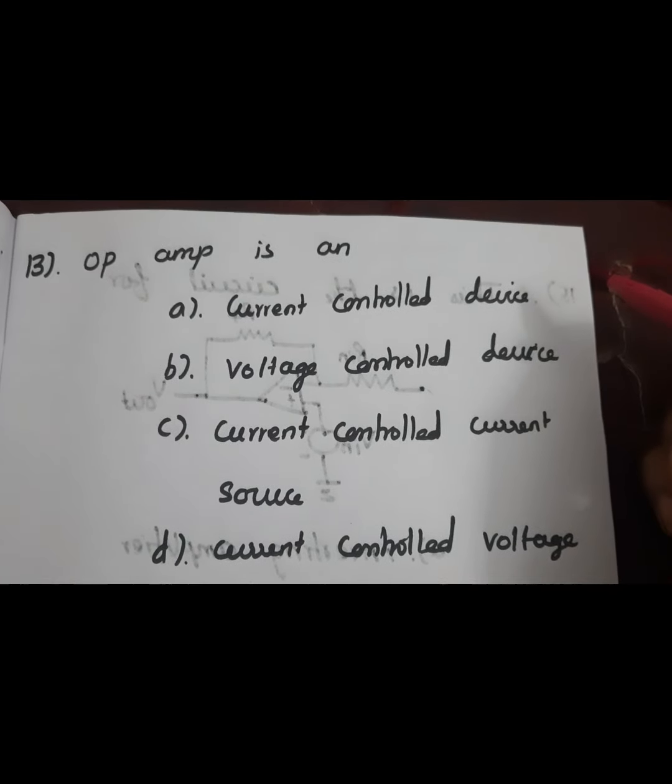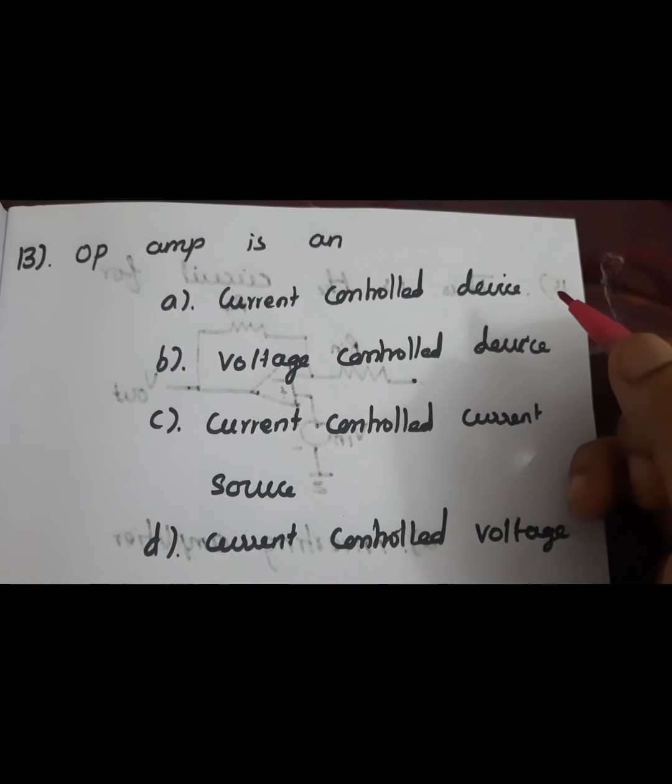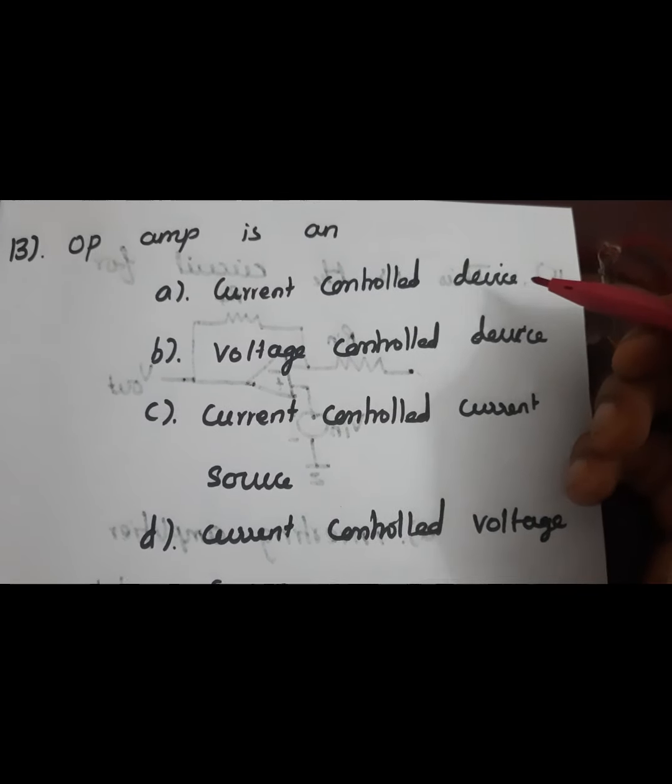13th question, op-amp is a voltage control device. So B is the answer.